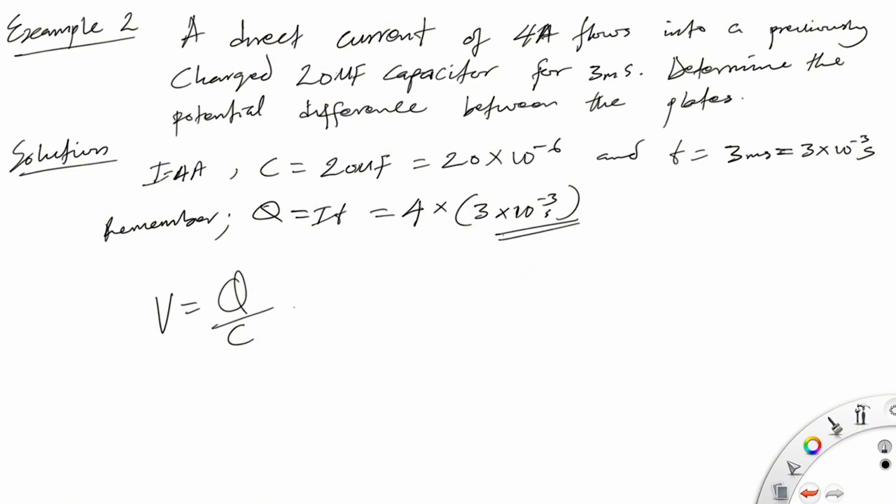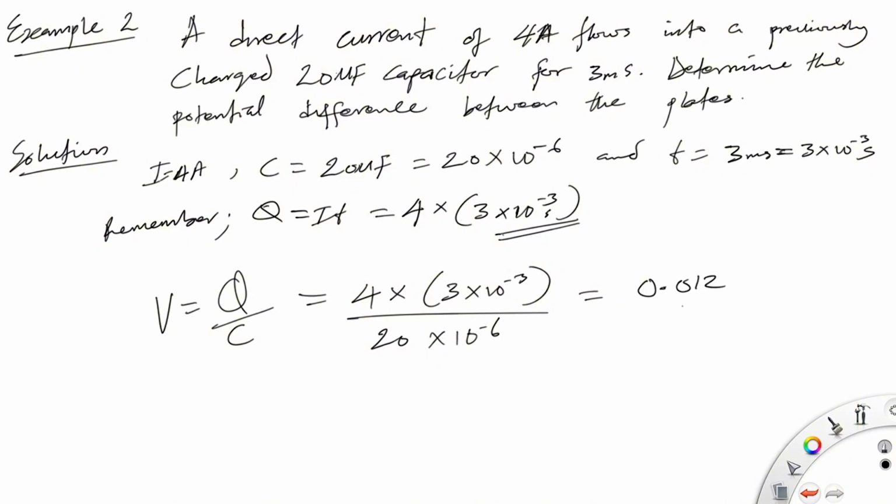Alright, so we now go further, saying 4 times 3 times 10 to the power of minus 3 all over 20 times 10 to the power of minus 6. This would be 0.012 all over 0.00002. If you do that, you'd have 600 volts. So the potential difference between the two plates is 600 volts. So that's that for our second example.